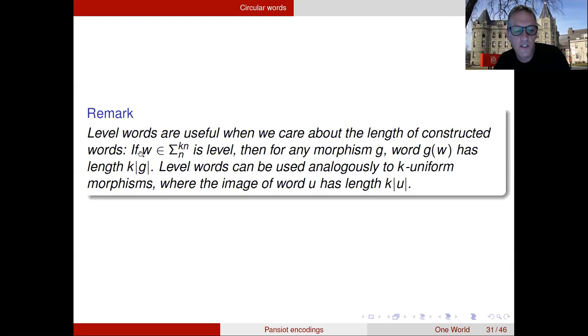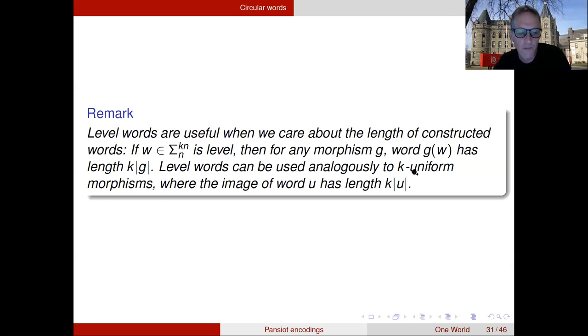Anyhow, if a word is level, then when you take the image of it under a morphism G, you know what the length is. You just take the total length of G, so you add up the image of the first letter under G, the second letter under G, you add up the lengths of all the images, that's the length of G, and just multiply it by K. If I have a word on an n-letter alphabet of length K times n, it contains exactly K of each of the n letters. And so the length of G of W is K times the length of G.